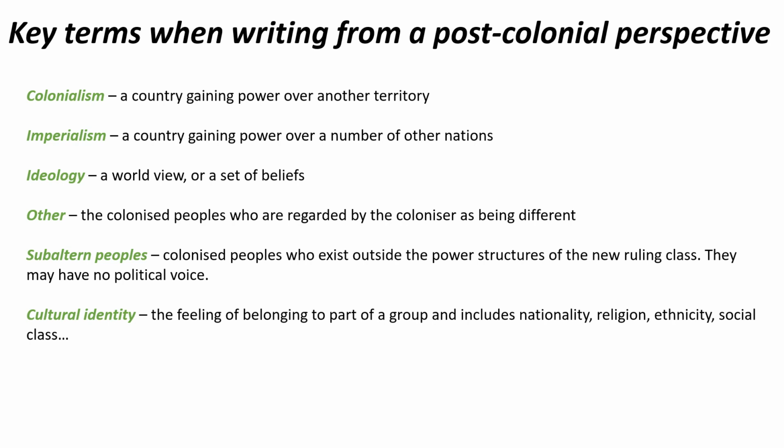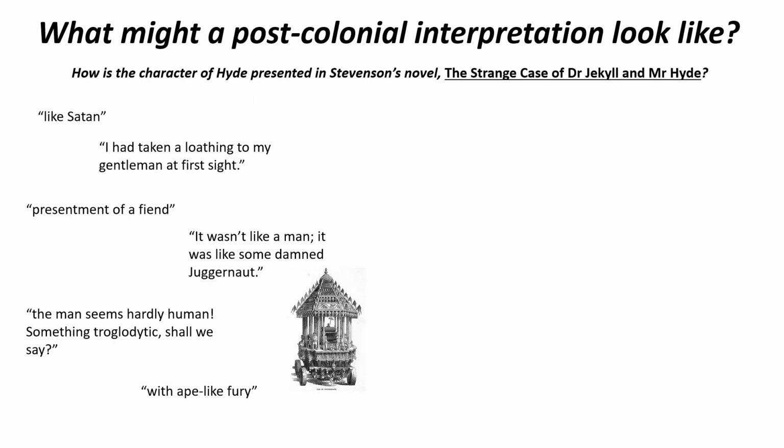Cultural identity is another term which is very important, and that's the feeling of belonging to part of a group. It includes nationality, religion, ethnicity, social class, lots of other factors as well. And finally, the word marginalised is going to be really important, and this means the group of people who are relegated to the edge of society and culture, who have that voice taken away.